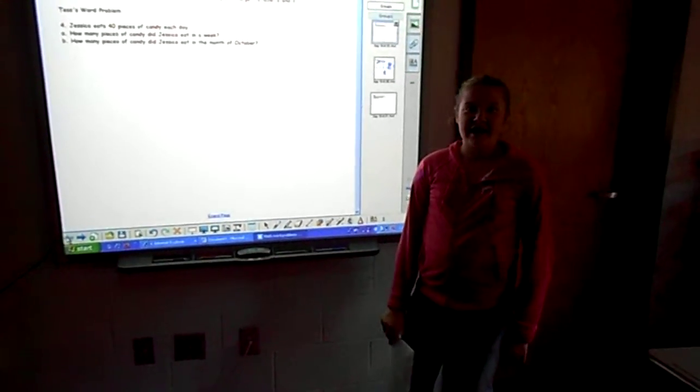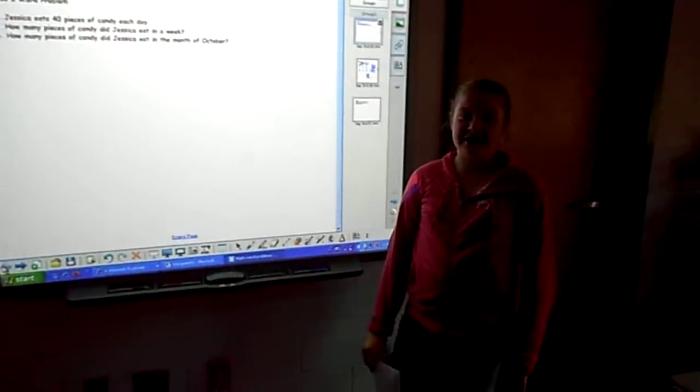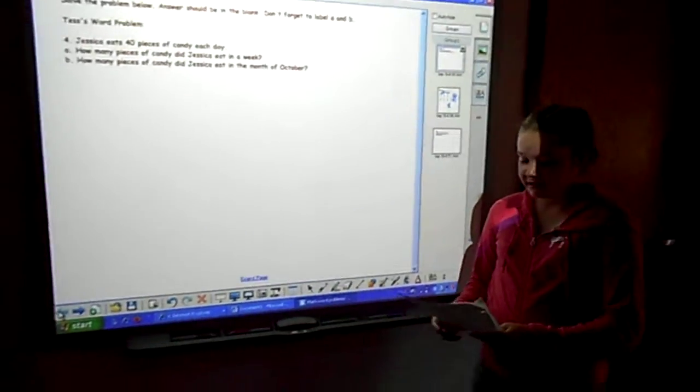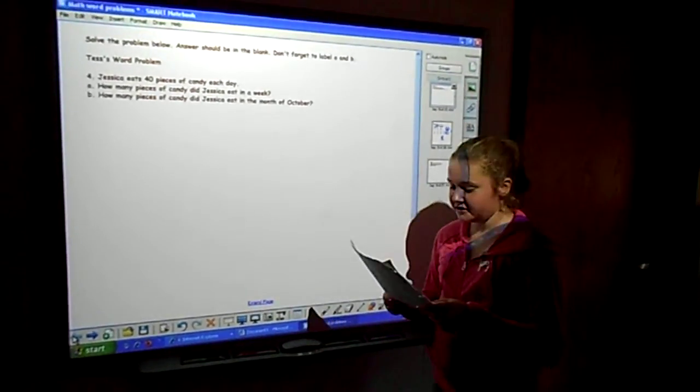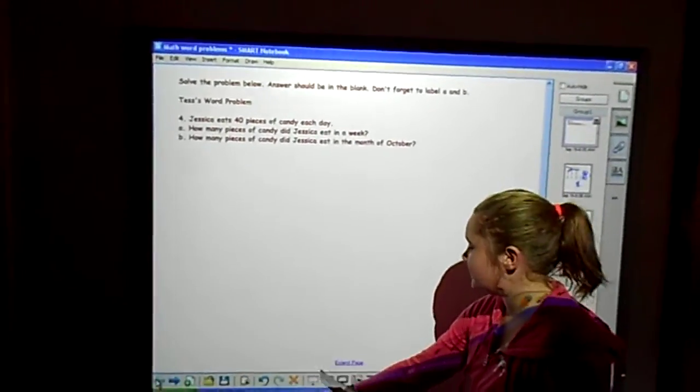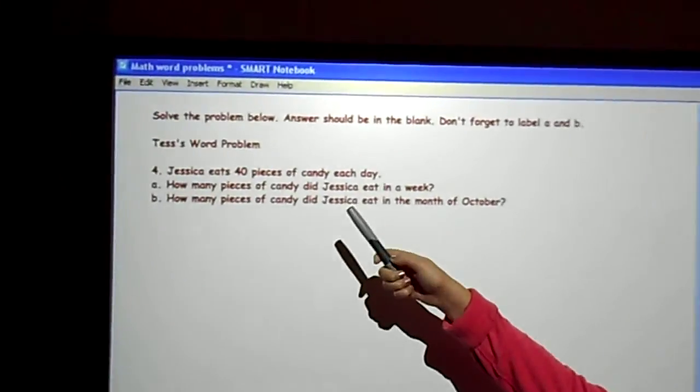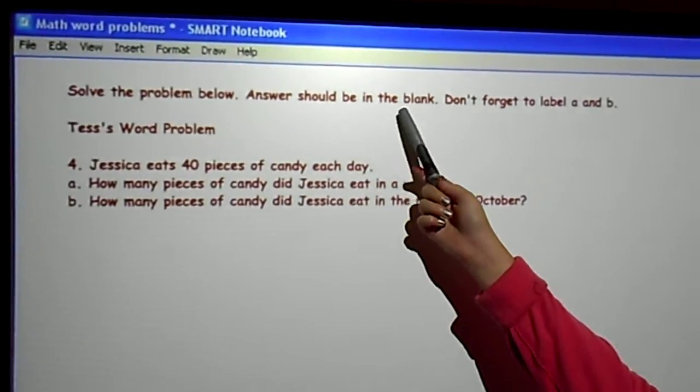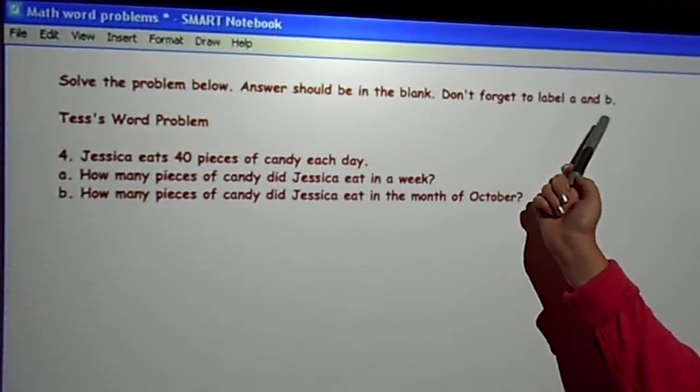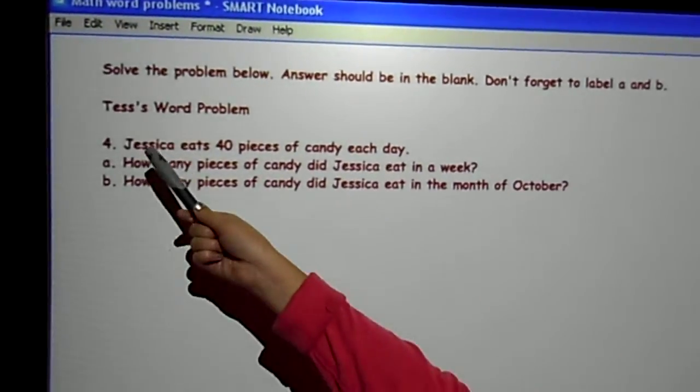Hi, I'm Tess, and today I'm going to be showing you how to solve a word problem. So first, you should read all the directions. Solve the problem and the answer should be in the blank. Don't forget to label A and B.